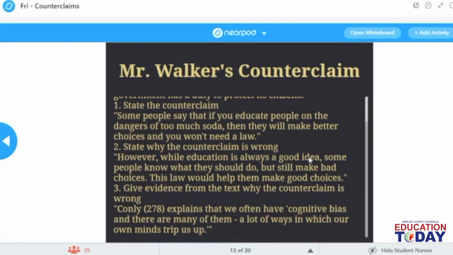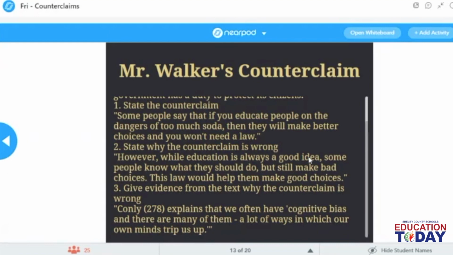So now I'm going to argue against it. I'm going to state why the counterclaim is wrong. So I would say that, however, while education is always a good idea, and notice I started with however, I transitioned from what they said, and I gave a transition word there so the reader knows I'm going from what my opponents say to the opposite, what I say. However, while education is always a good idea, some people know what they should do but still make bad choices. This law would help them make good choices.